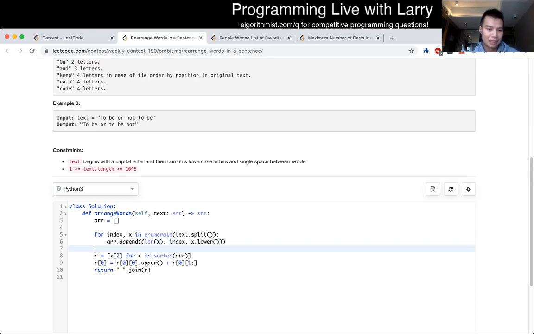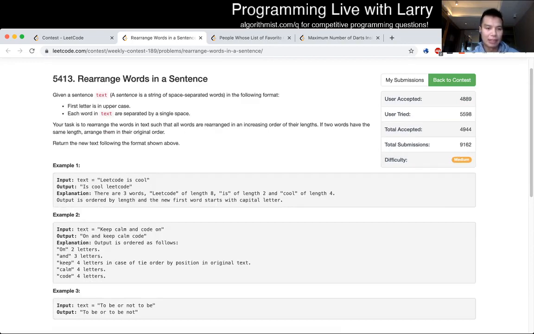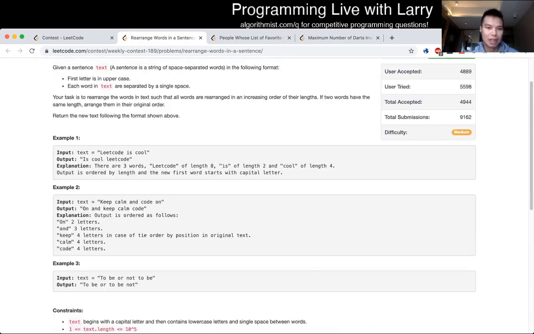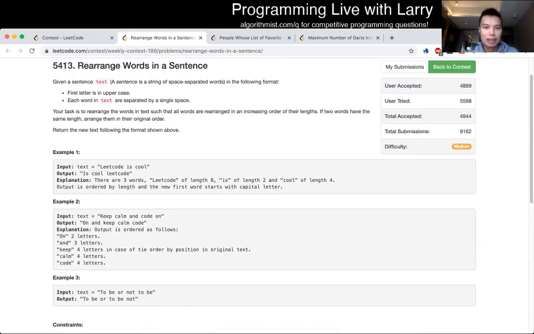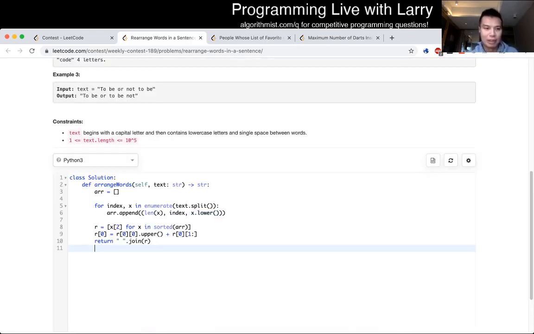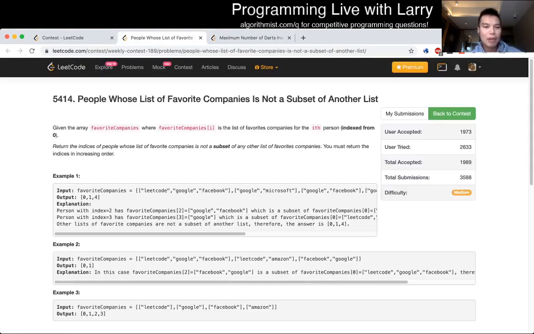Then I just did some magic to make sure that the first character is capitalized and also lowercasing the incoming word. But overall, pretty straightforward once you get that sorting done. It tells you how to rearrange them, so it should be straightforward in terms of understanding, and my code is pretty straightforward as a result. Cool. That's Q2.